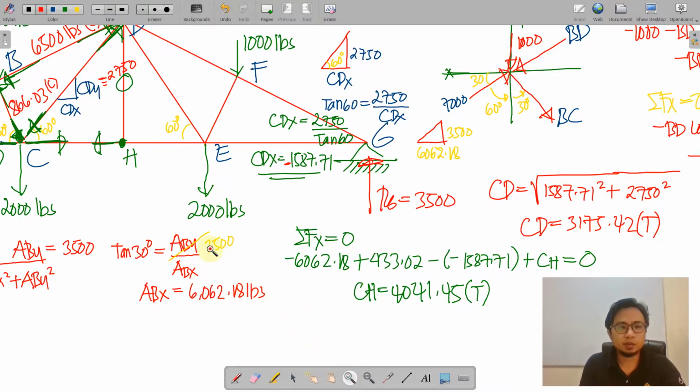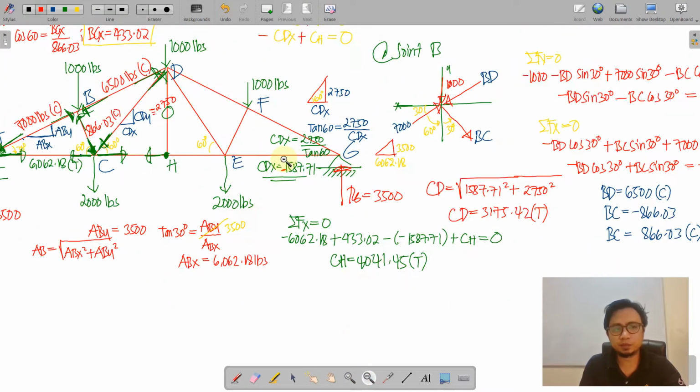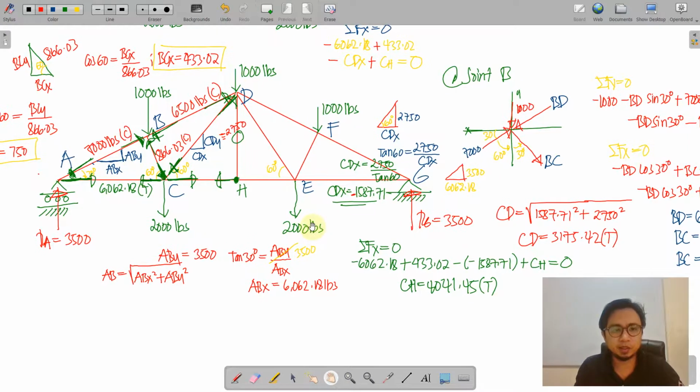Reviewing our results, we have actually completed the forces. We're going to place here the value for CH, 4041.45, and the value for CD, retaining this direction but indicating that CD is negative, 3175.42. Of course, if this is compression and that is negative, the direction is reversed.